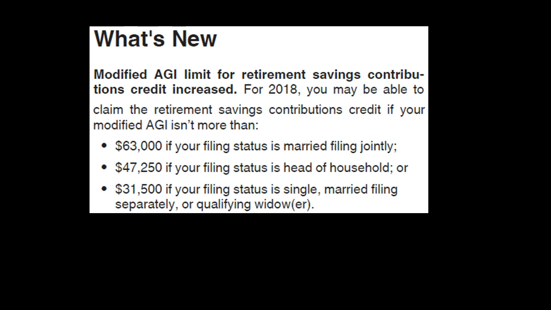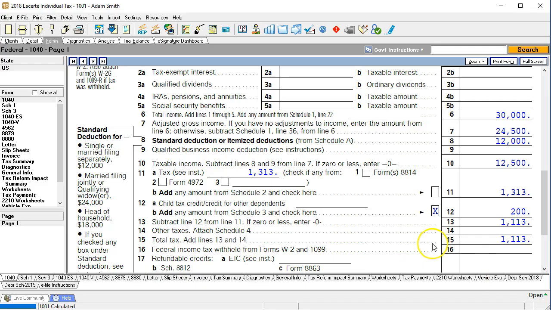So starting out, what's new? The modified AGI, or adjusted gross income limit, for retirement savings contribution credits has increased. So this is going to be typically over the years. Obviously, the AGI limits are going to be our income type of limits. Modified AGI is going to be some modification to them.